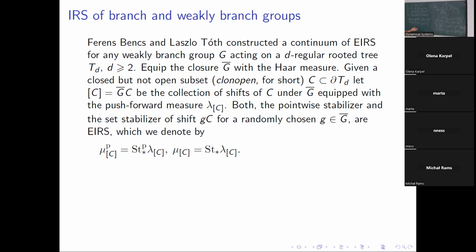Okay, and so again we have some maps from sets to subgroups, and we can push forward the measure lambda_C which we constructed using these maps to obtain invariant random subgroups, which we denote by mu_C^P and mu_C correspondingly. So notice that here we write the index as square brackets of C. That is the class of element C, the orbit of the set C, because if you take different sets within the orbit, the result will be the same.